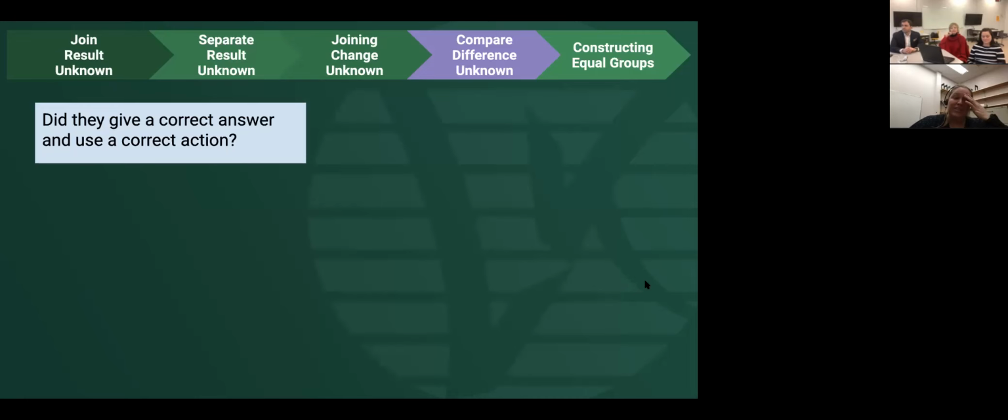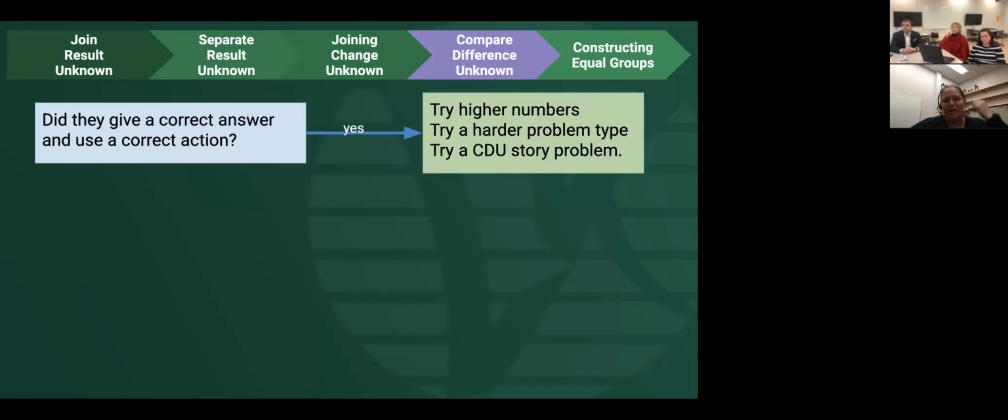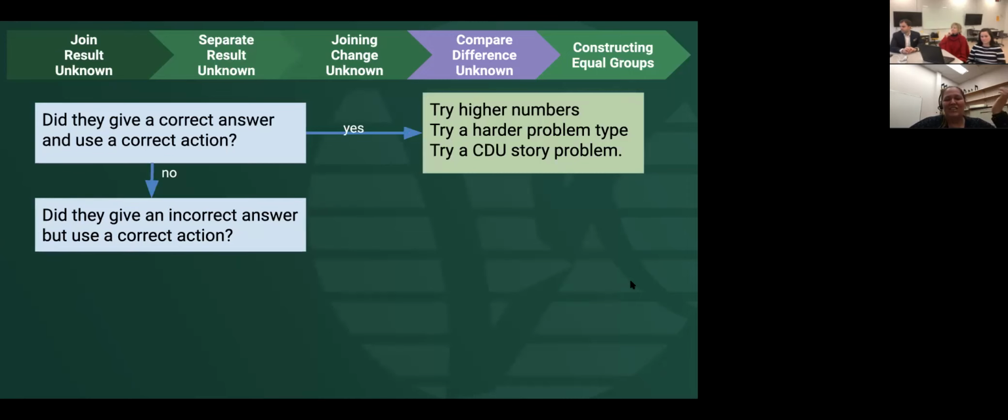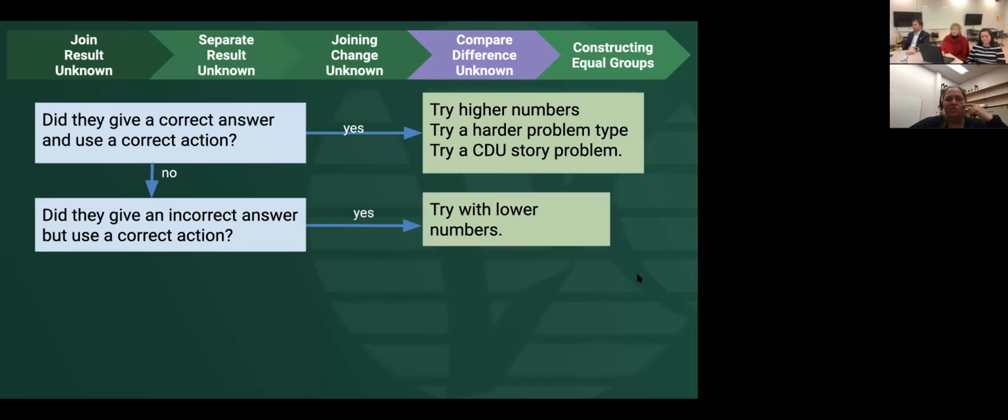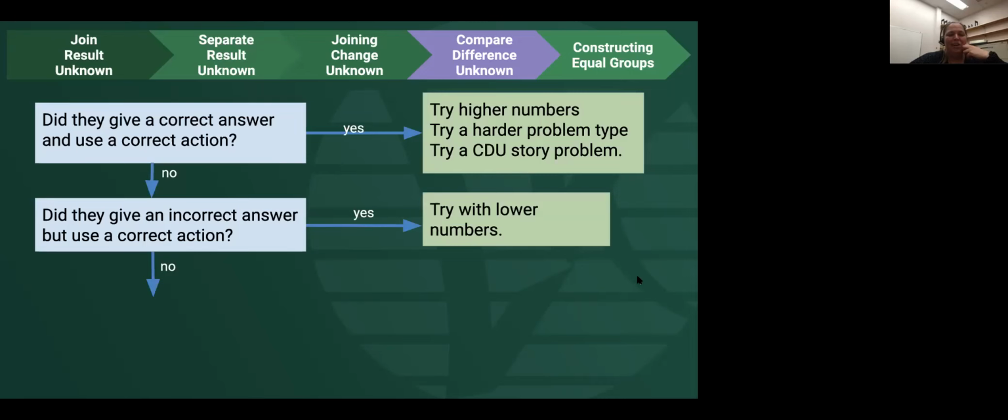All right, so with this one, this is all kind of very similar. Did they give the correct answer and use the correct action? Then try higher numbers or a harder problem type, or try a full-blown story problem. If not, did they kind of know how to get in on this problem? If yes, they started trying to match but got the wrong answer, you could try it with some smaller numbers that they might be able to do on their own and set it up this way. Or you could look for a situation where they've already got some matching going on, like what you got there.